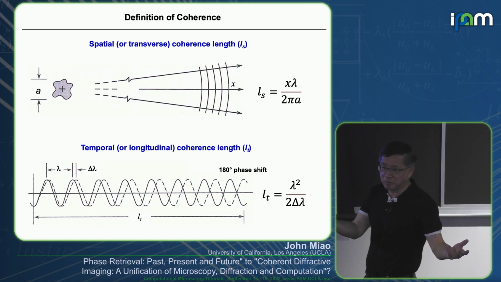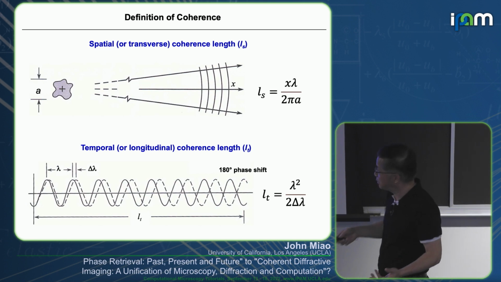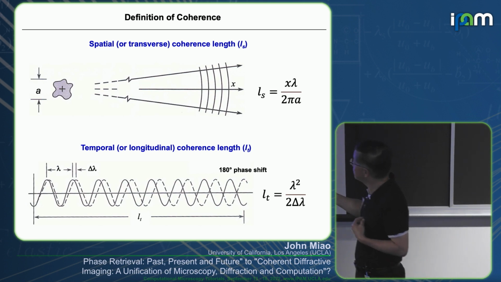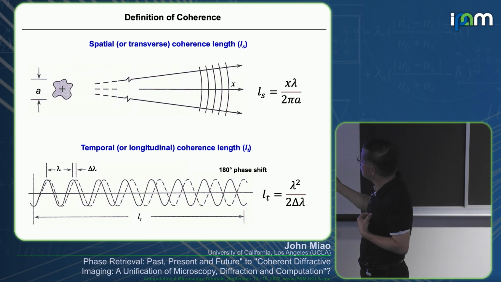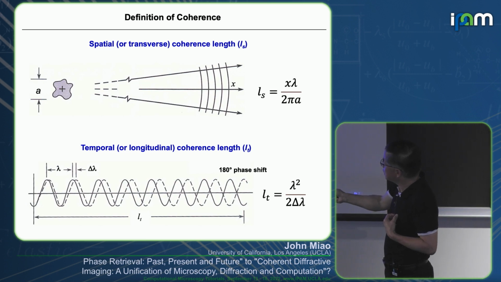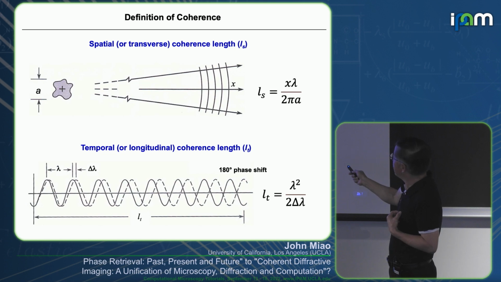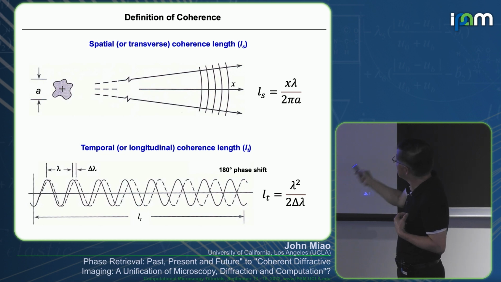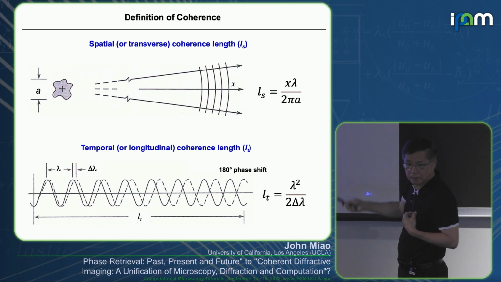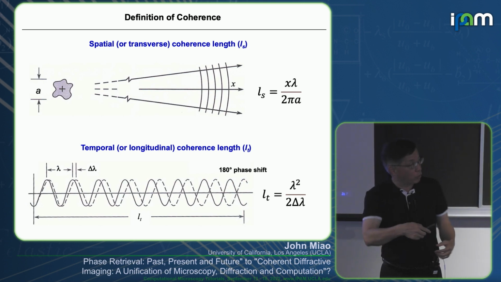Mathematics, you don't deal with coherence that much, but for physics that's very important. We call it the spatial transverse coherence length (LS). If the source size is a and the distance is x, the coherence length has to be x times lambda divided by 2 pi a. Okay? So now this is a coherent source.